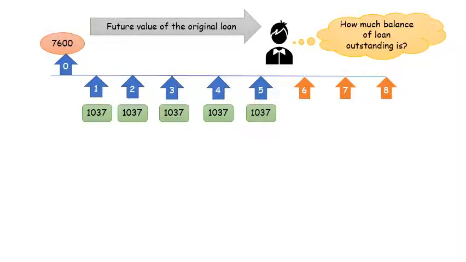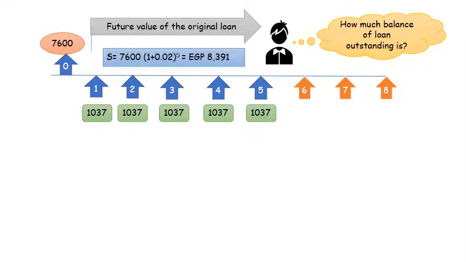The first method the borrower can use to calculate the outstanding balance of the loan after five quarters is to calculate the future value of the original loan, by compounding the 7,600 at a 2% quarterly interest rate over the five periods to be 8,391. This means that this loan will accumulate at 2% over the next five quarters to be 8,391. This is the future value or the accumulated value of the loan.